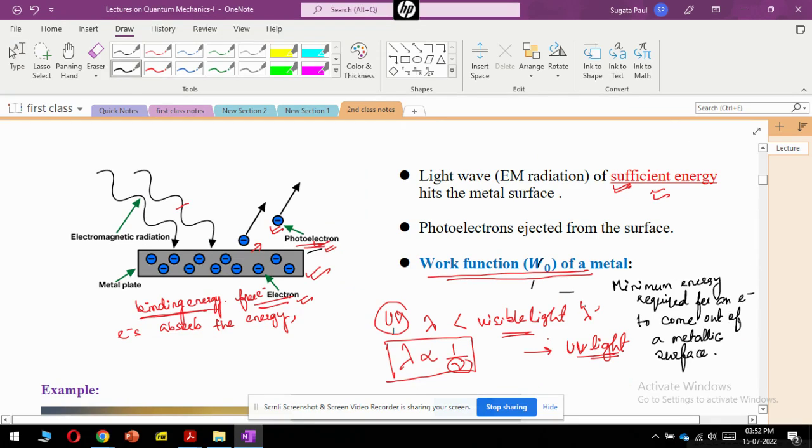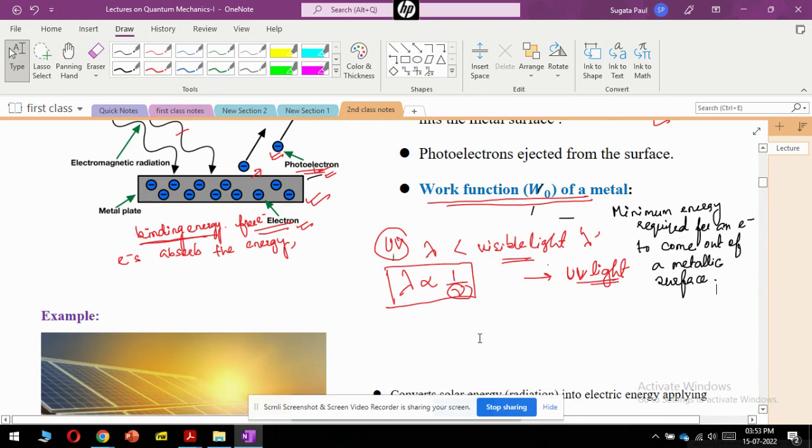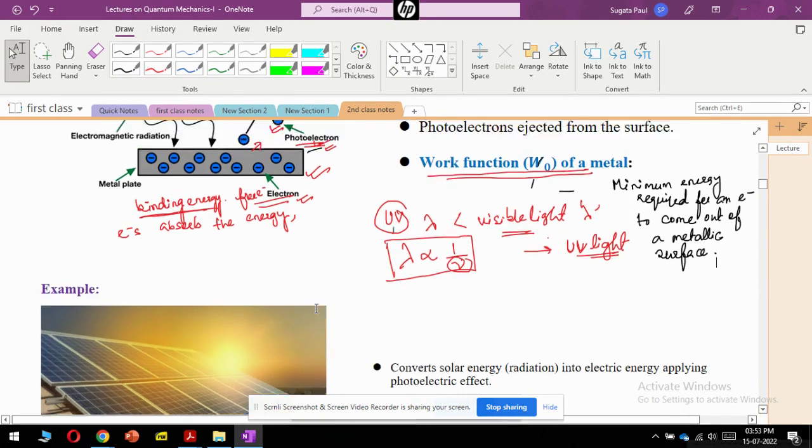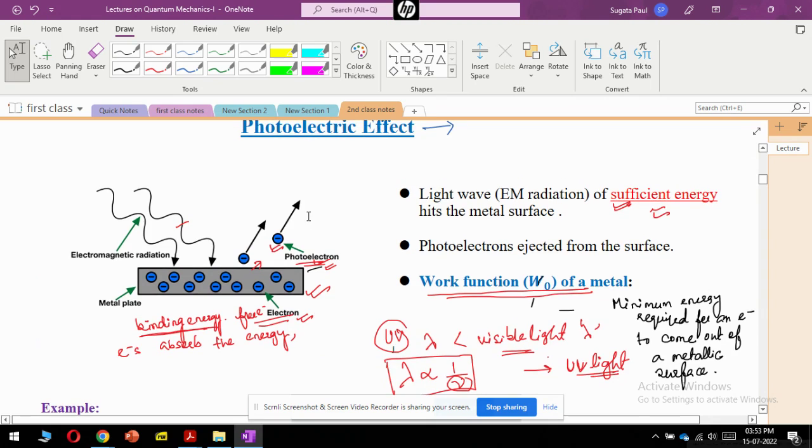So we learned that work function is basically the minimum energy that is required for an electron to come out of a metallic surface. Okay. So now this terminology will be important as we proceed through the description of the photoelectric effect a bit more. But this is the generic idea that I explained to you, that light or radiation is incident on a metallic surface, and as a result of that, the electrons from the surface get free from the binding energy, and come out as photoelectrons. This is the idea of the photoelectric effect.